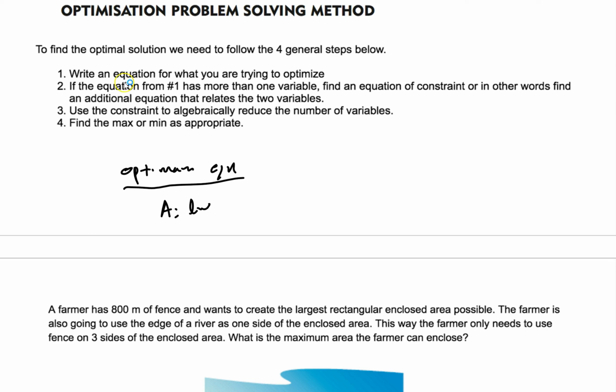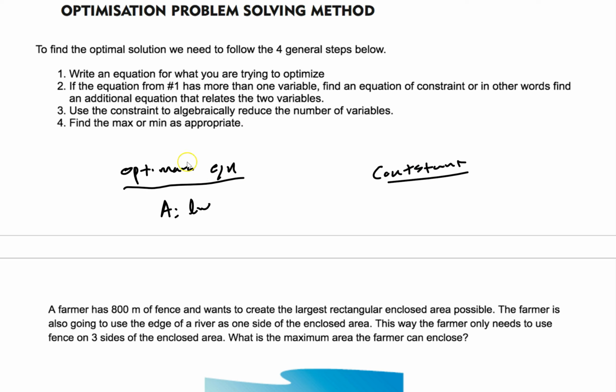If you have two variables though, there will generally be a second equation, a constraint equation. They'll tell you, oh, the perimeter is only 100 feet, or when you add these things, it equals 8 or something. So if the equation from number 1 has more than one variable, find the equation of constraint, or in other words, find an additional equation. That's the way it's generally going to run.